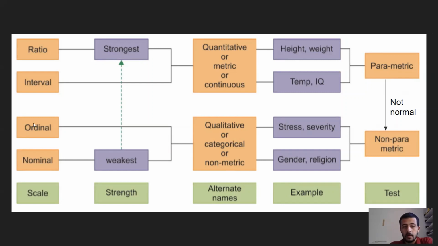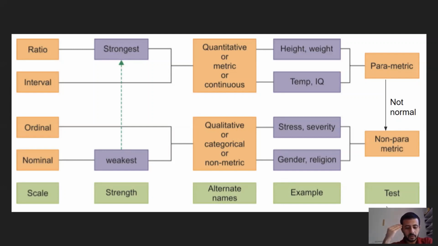Okay. I want to ask you about the clinical scores, okay? Where do you think the clinical scores are? Like a stage, for example, the steps of coma. Ordinal, exactly, okay? So for these kinds of stuff, we can't use the parametric tests. We will use the non-parametric test.